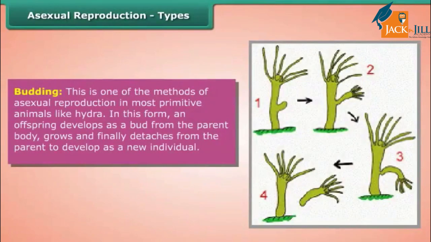Asexual reproduction. Types. Budding. This is one of the methods of asexual reproduction in most primitive animals like hydra. In this form, an offspring develops as a bud from the parent body and grows and finally detaches from the parent to develop as a new individual.